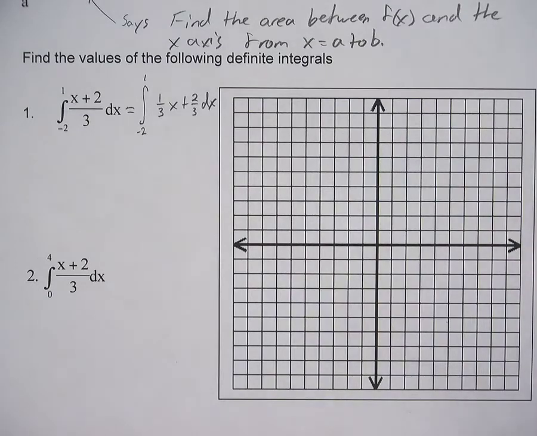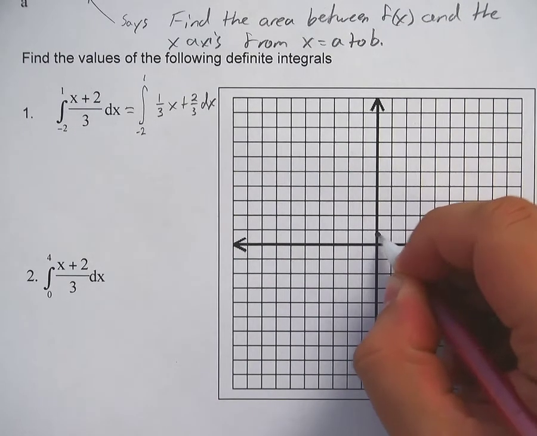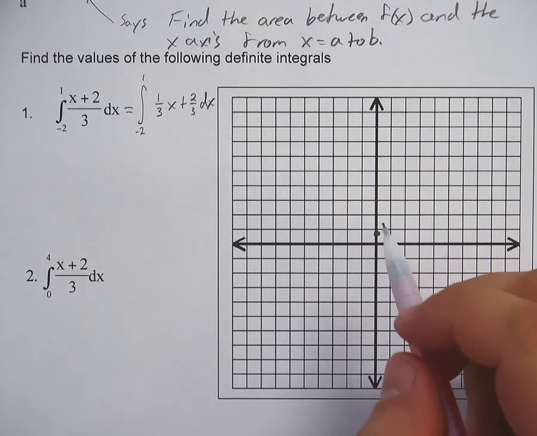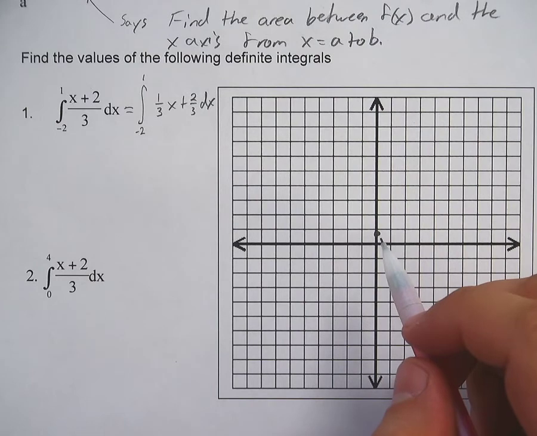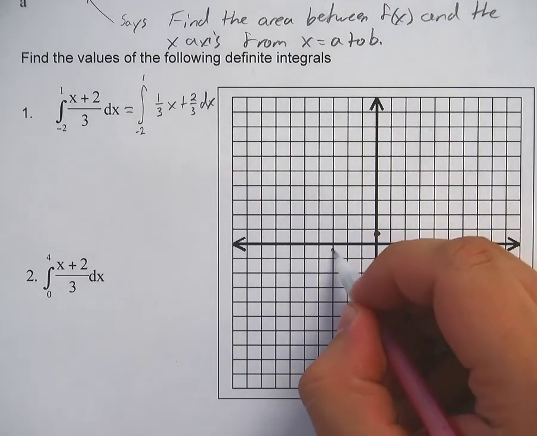So let's graph it. Sitting here talking about it, let's do it. So we've got a y-intercept of 2/3 and a slope of 1/3. So it's going to be right here on the y-axis, and a slope of down 1 over 3, down 1 over 1, 2, 3.